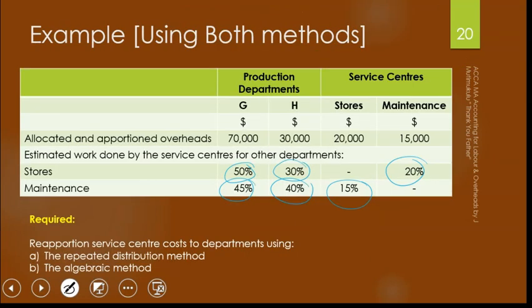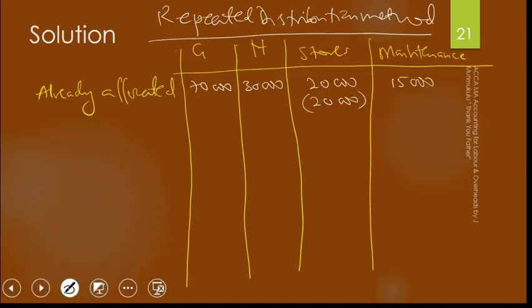The stores center is offering 50% of its services to the production department G. So let us first reapportion to G. This process is called recharging. We are recharging the stores.